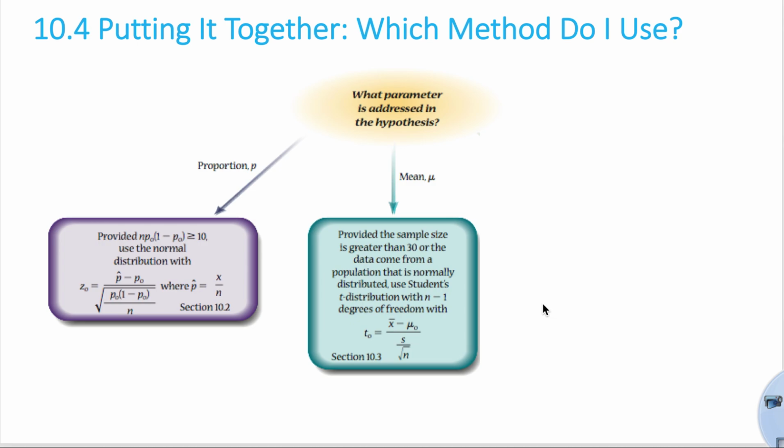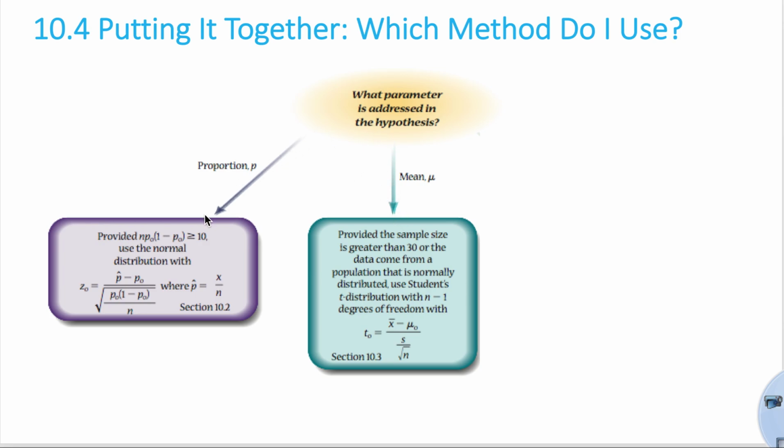Okay, chapter 10.4, putting it together: which method do I use? For hypothesis testing, what parameter is addressed in the hypothesis? That's how you decide. Is it a proportion or a mean?